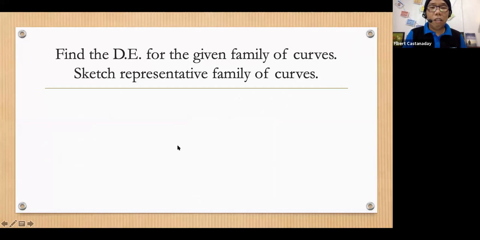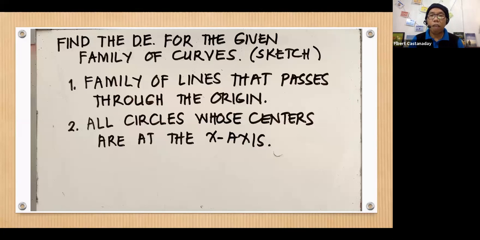Okay, so let's solve problems involving families of curves. Now, find the DE for the given family of curves. Sketch representative family of curves. So, yung gagawin natin, I have here two examples para lang maintindihan nyo kung how to sketch or ano ba yung mga kailangan kong i-recall para magawa ko tong problem na to.